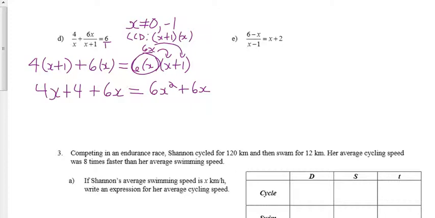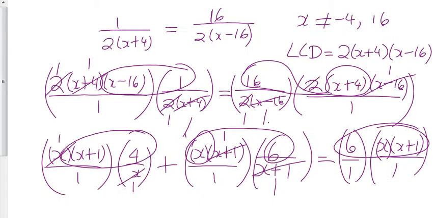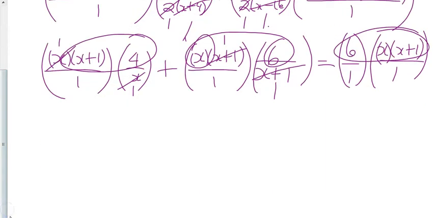6 times x plus 6 times x is 12x. No, the first 6 times x, shouldn't it be 6x times x? Because it's a 6x up there. Oh, you're right. Yeah, sorry. That's a 6x. So that's a 6x squared. You're right. Let me go fix this on the other page then. There, 6x. Good catch.